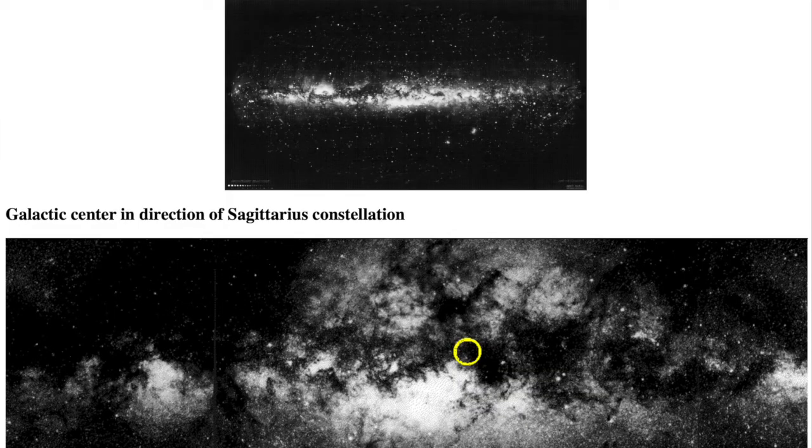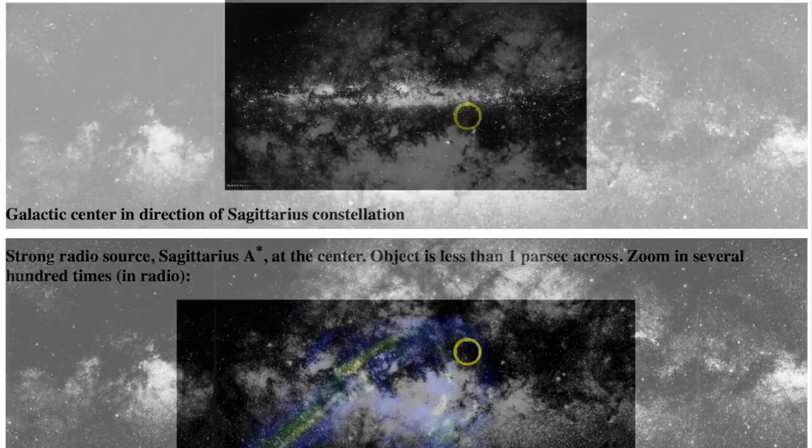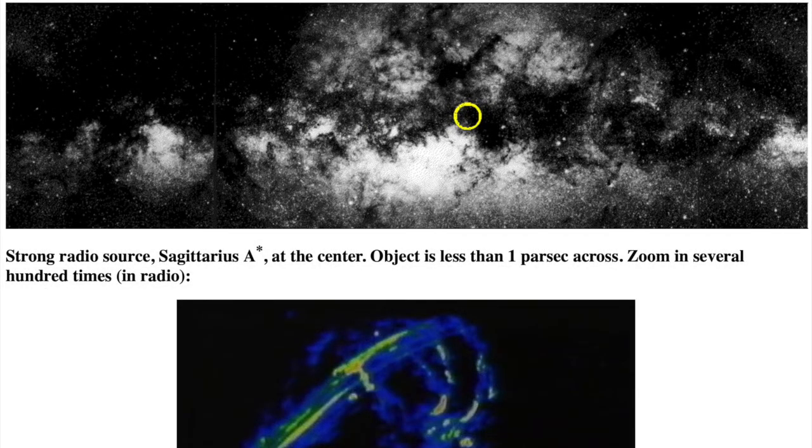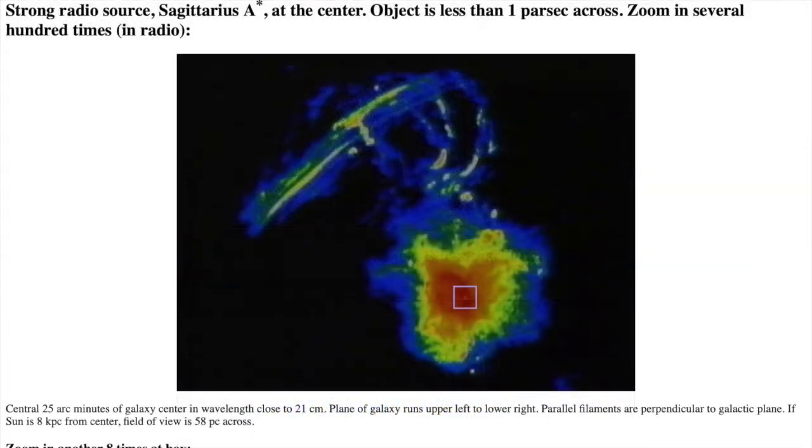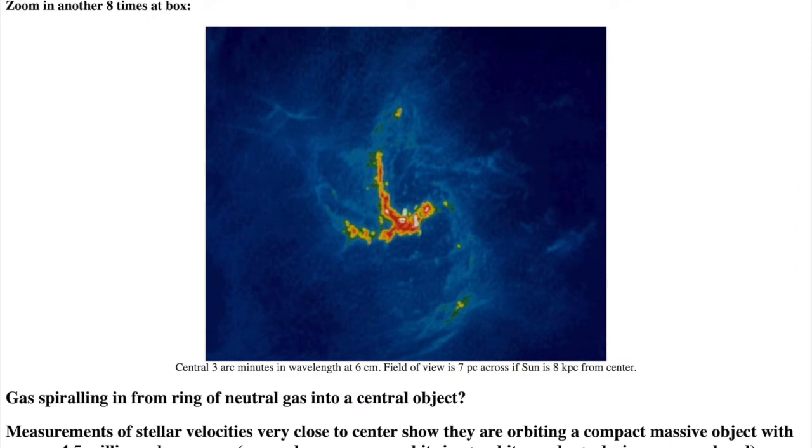Next slide. As I mentioned before, the galactic center is 27,000 light-years away in the direction of the Sagittarius constellation. The dense interstellar dust layer blocks our view of the galactic center in the visible band. In the radio band, we see a strong radio source we call Sagittarius A star at the center. It is an object less than 1 parsec across. The next couple of radio band pictures zoom in by several hundred times. We see gas spiraling into a central object from a ring of neutral gas.